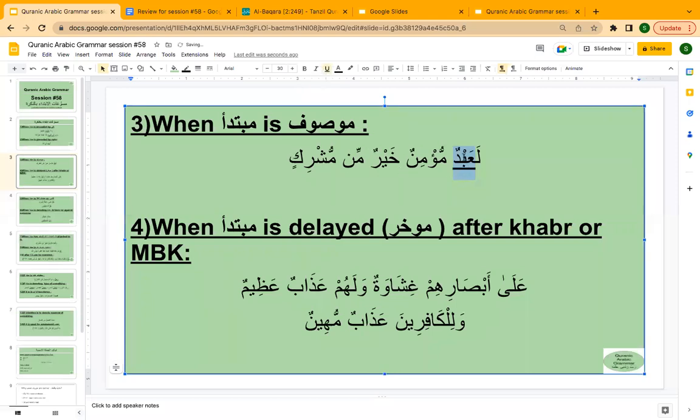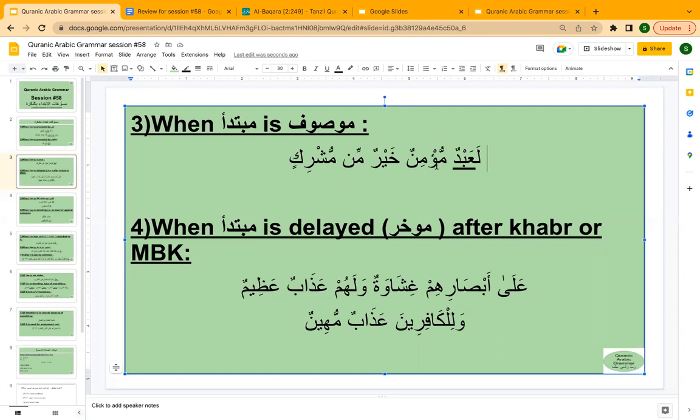Okay. When your mubtada is a mawsoof, so abadun mu'minun. What do you see here? Mawsoof sifa. The mawsoof was abadun and mu'minun is describing. So now, are we talking about any abd, any slave, or are we talking about a believing slave? No, it's specific now. I agree with you, Alina. This addition of mu'minun is adding the specificity. So keep that in mind always, okay?